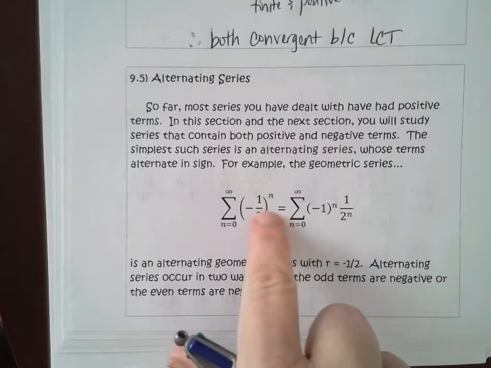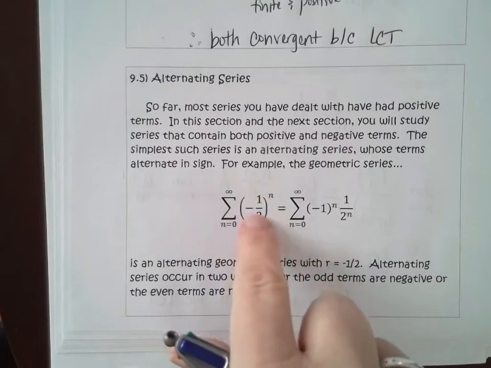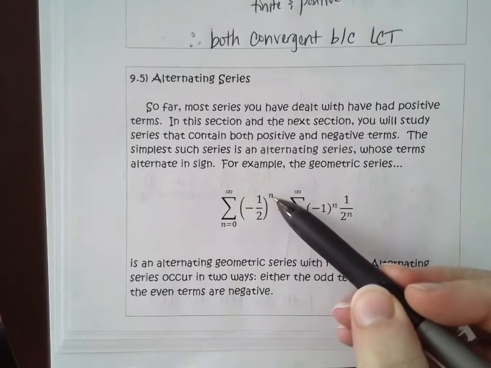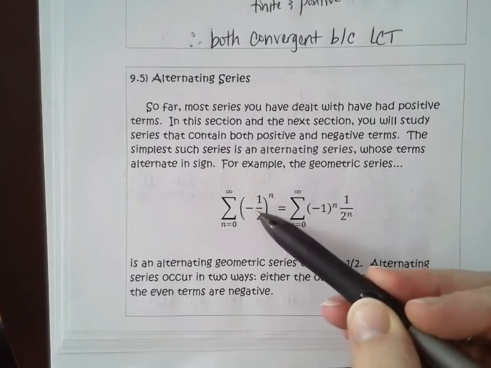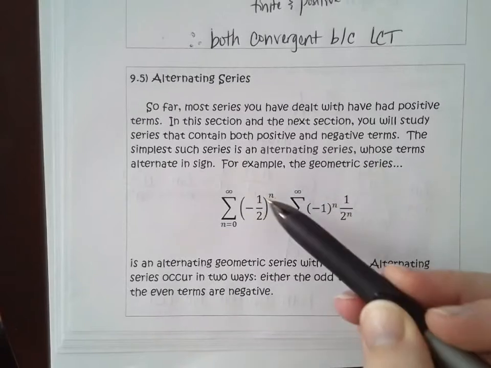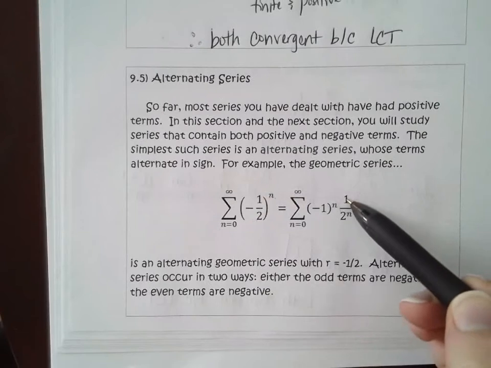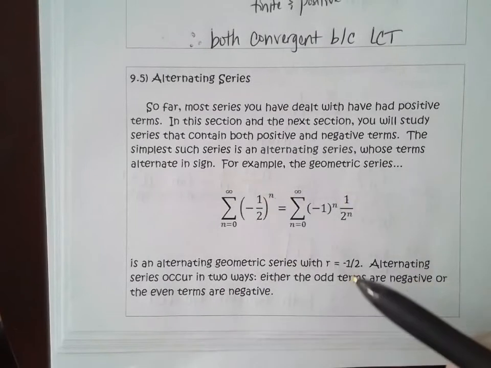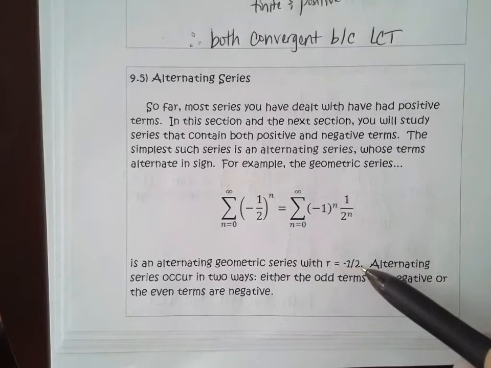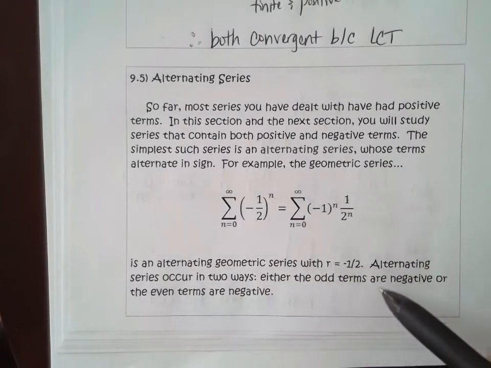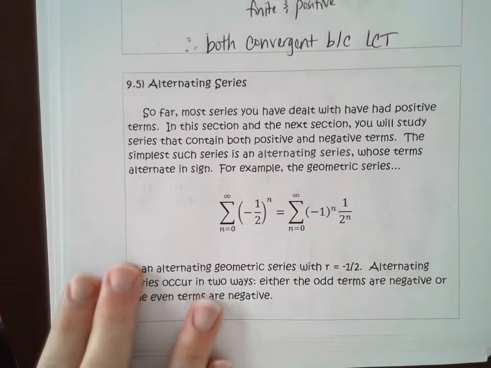Okay, so first of all, something to remember is if there is a product, now, technically, there's a product and a quotient in here, we could break it up in 3 different ways. But whatever monomial is raised to the n power, then it can be broken up and each of the components can be raised to the n power. For example, -1 could be pulled out, leaving 1 over 2 to the n. Technically, it's 1 to the n over 2 to the n, but we know 1 to the n theoretically is 1. This is an alternating geometric series with r being -1/2. Alternating series occur in 2 ways. Either the odd terms are negative or the even terms are negative.